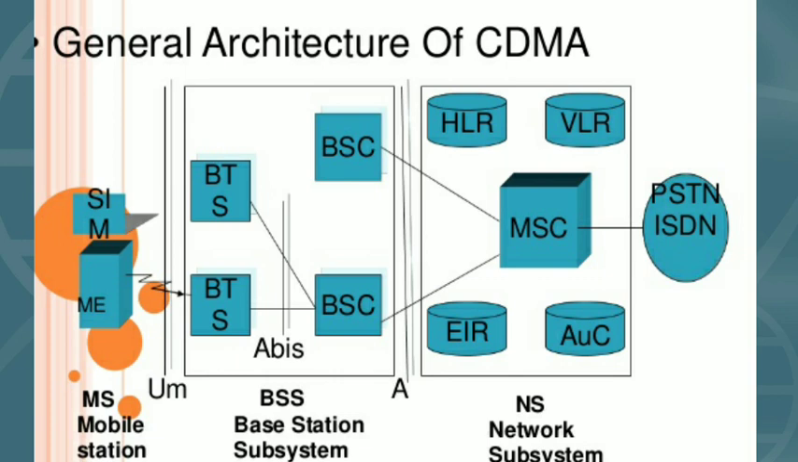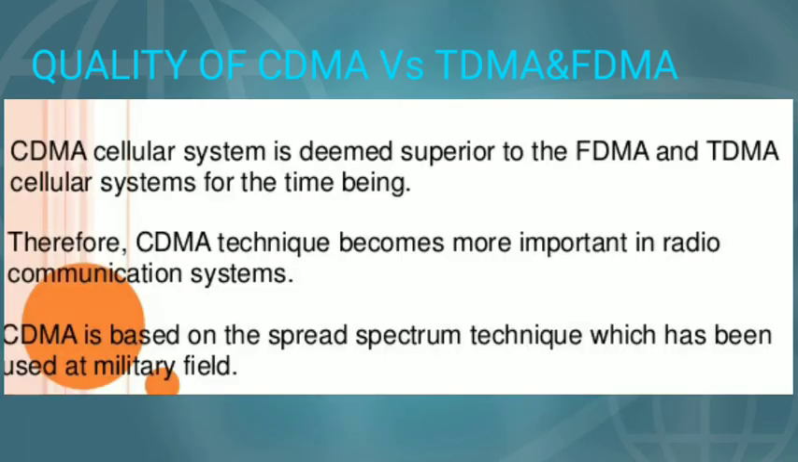This is the general architecture of CDMA, in which it has a mobile station MS, the BSS, base station subsystem, the base station controller BSC, and the network subsystem governed by the MSC, mobile switching center. It has location registers: home location register, visitor location register, and equipment identity register. Along with this, it has the authentication center AUC, and it is connected to the PSTN, public switched telephone network, or ISDN. Hence, CDMA is superior to FDMA and TDMA.